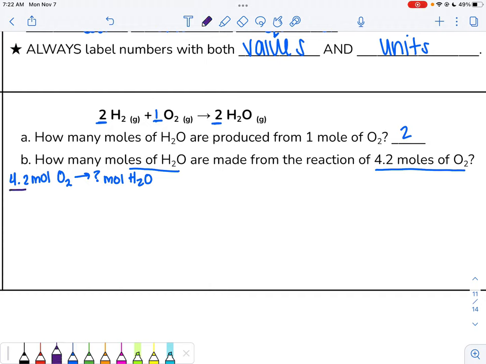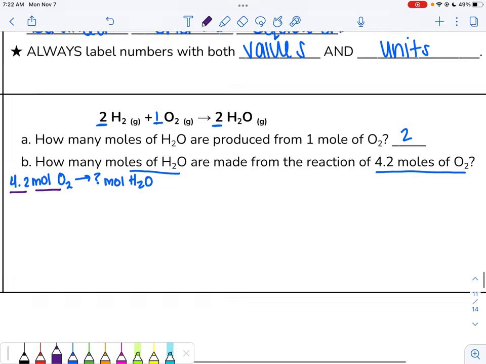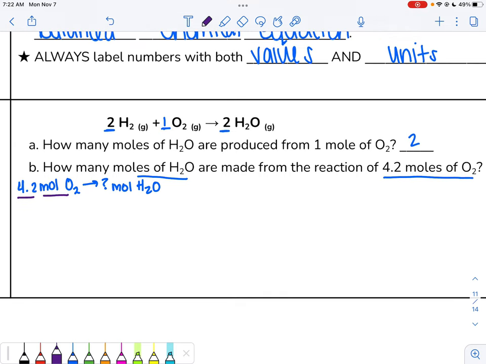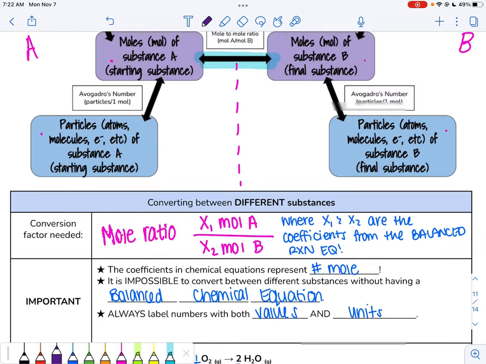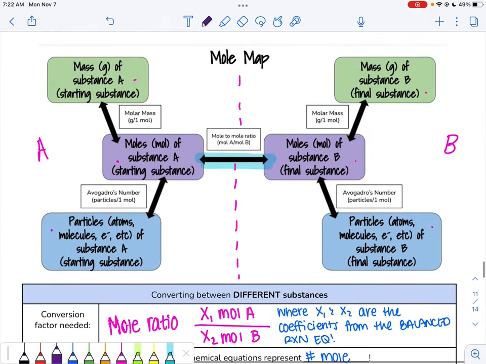So this is what I meant with values and units. You need to make sure that you have the number and the units for every substance. So I have 4.2, value, units, moles of O2. All right, so if I want to convert between moles of O2 and moles of H2O, I need the mole ratio conversion factor. But I can also use the mole map. I'm going to double check that this is the conversion factor I need.